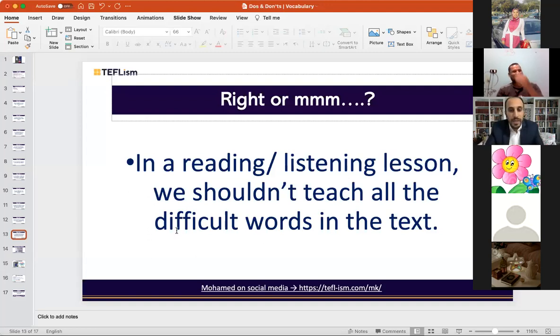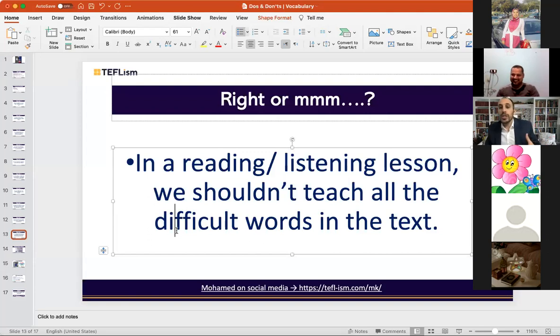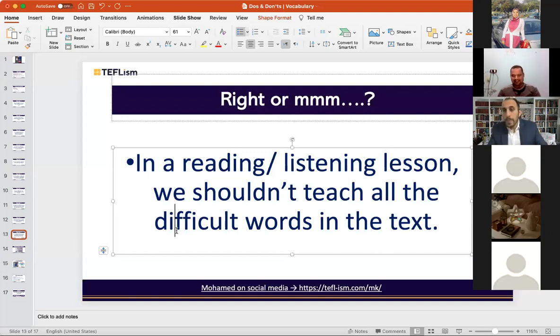Anyway, don't ask your students to give you a sentence. Okay, I'll give you an example. I'll challenge you to put this in a sentence. Can you put shenanigans in a sentence?